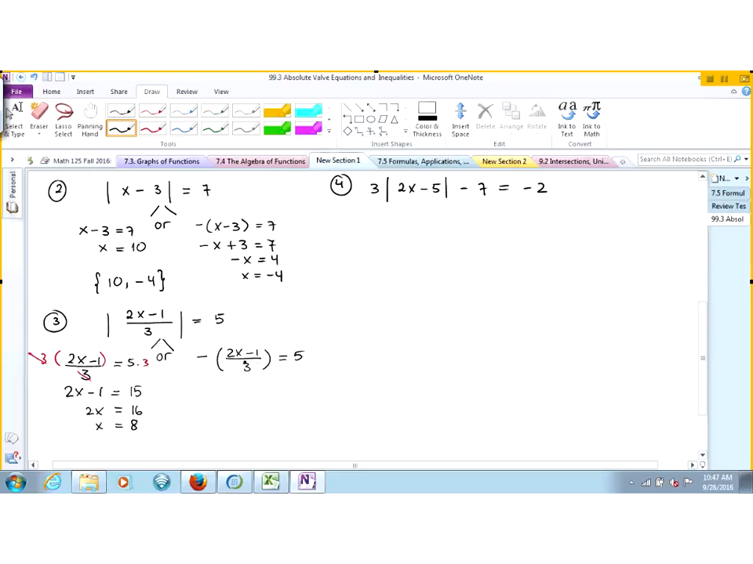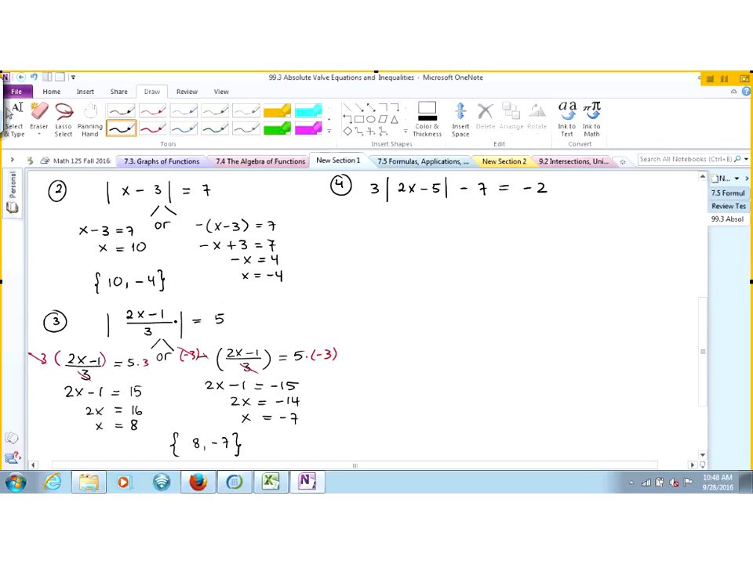Okay. Now here this is multiply both sides by -3. So the negative cancels, right? So what do you have here? Right. So 2x is -14. X is -7. So again, you have two solutions, 8 and -7. Is it easy?